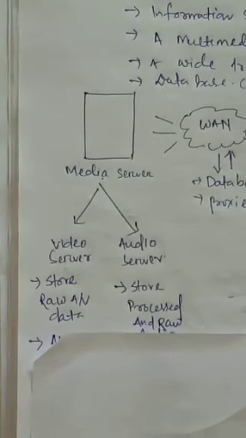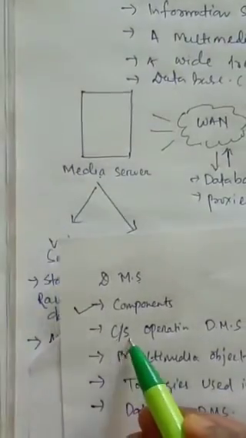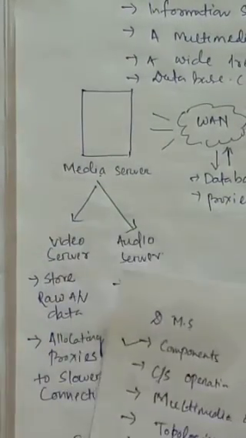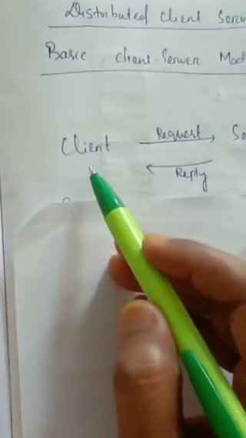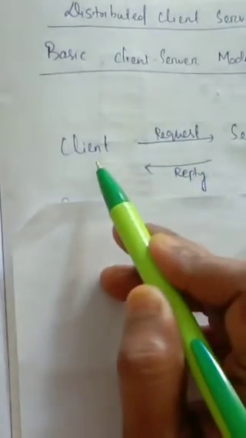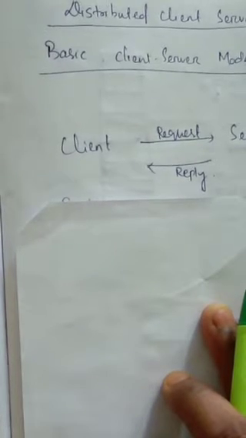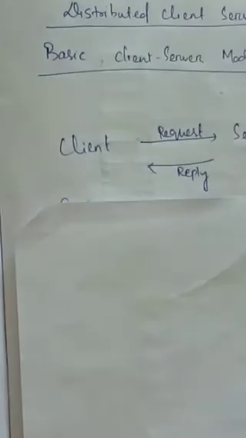Next, we are going for the second topic, client server operation in distributed multimedia system. So how the client server operate? So basic client server model include a request and reply model within the client and server, which require some specific criteria. So what are they?